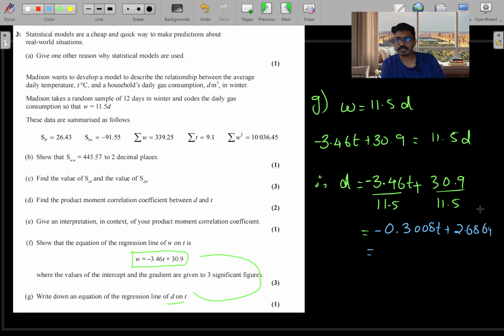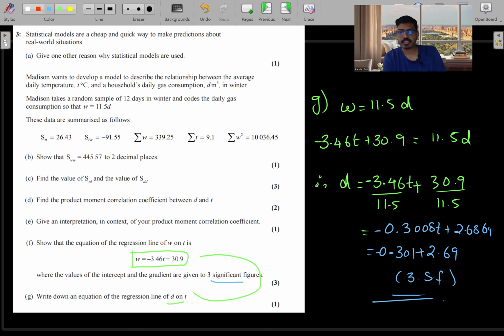Then if you round it off to three significant figures, because they are asking for our answer to be three significant digits, that is going to be minus 0.301 T plus 2.69. This would be our answer to three significant figures for part G. I hope it is very clear. We need to use the value W equals 11.5D for the value of G.